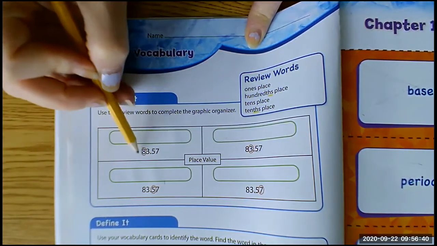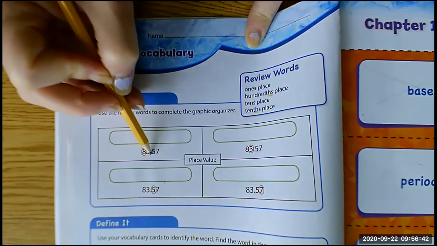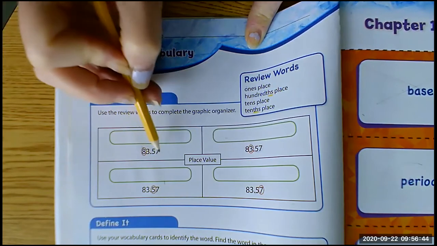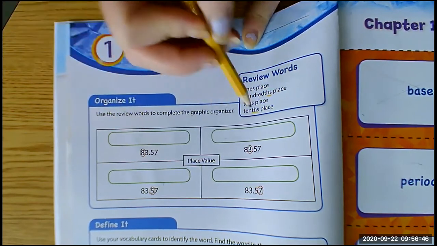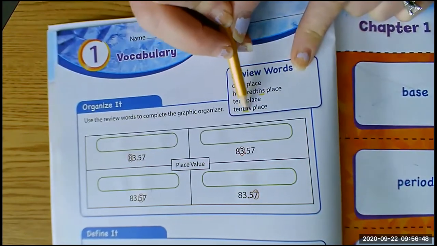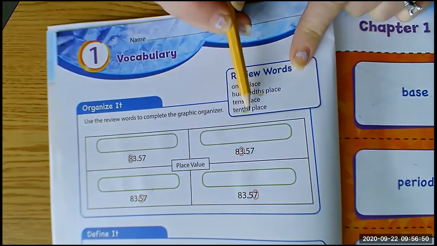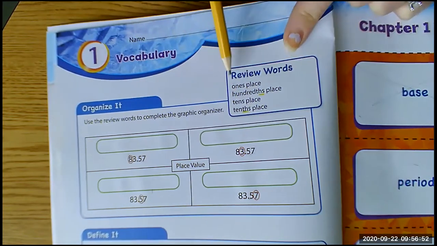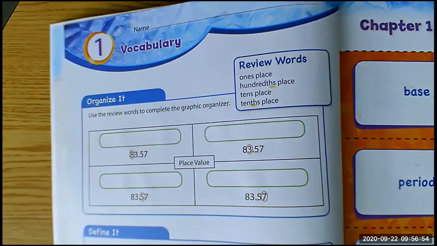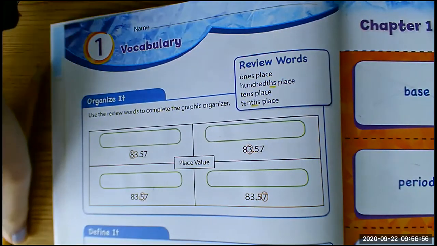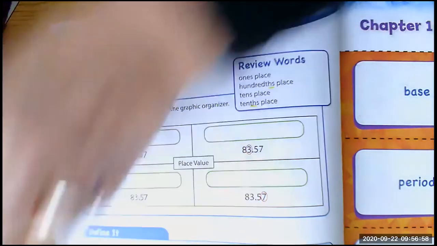So this number on the left side of the decimal point is your whole number. This side is a fraction, and we're gonna see those fractions represented with the words that have that TH at the end, tenths, hundredths. It's pieces of a whole. So let me show you what I mean.